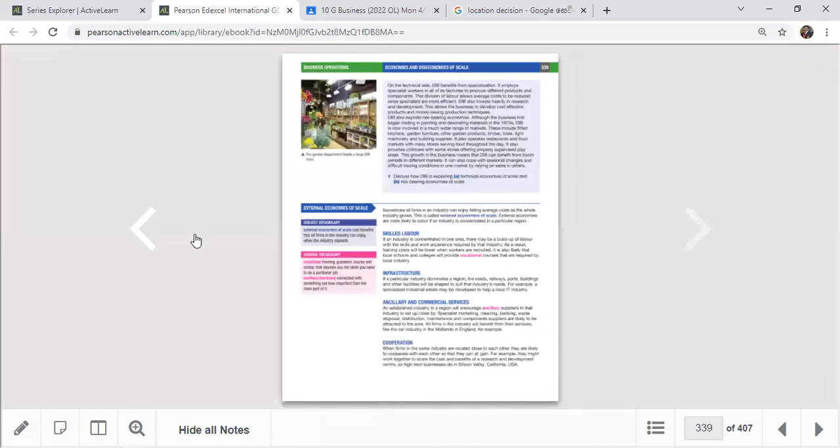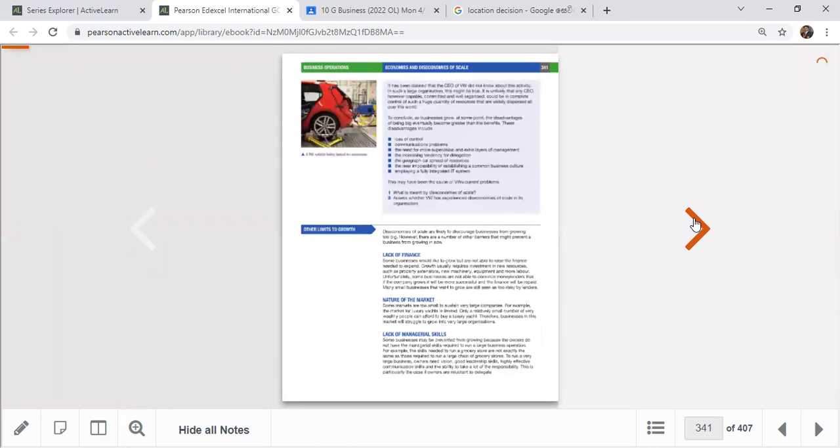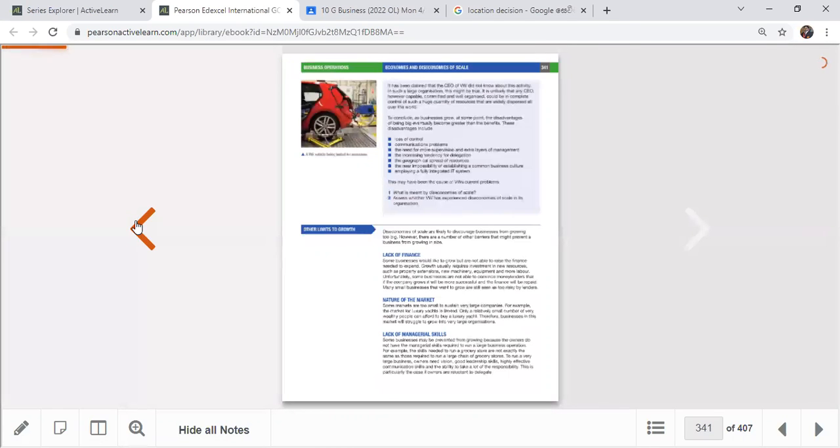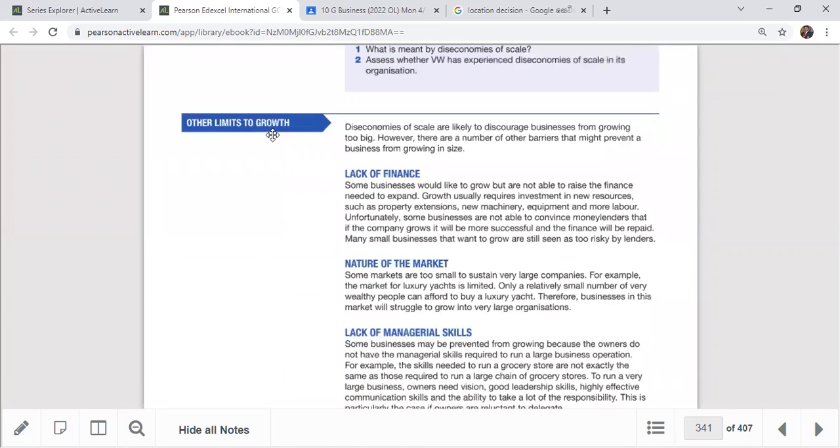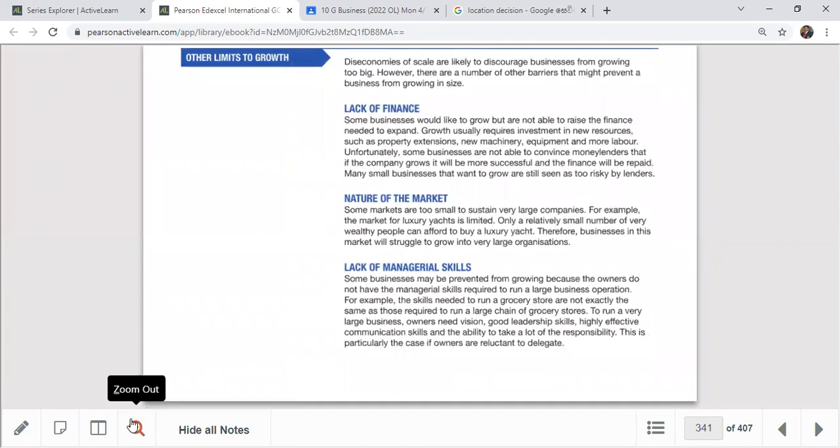Activity number 1, we talked about the Do It Better hardware store case study. And also activity number 2, we discussed the Volkswagen case study with the problem in their company, the diseconomies of scale. Finally, we talked about the reasons why people can't grow, why people want to stay small. We talked about the lack of finance, nature of the market, and managerial skills.